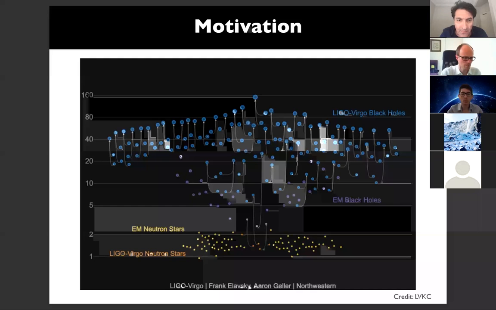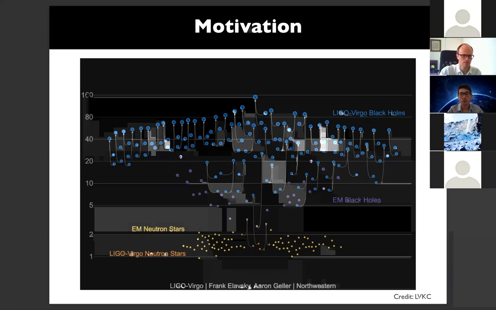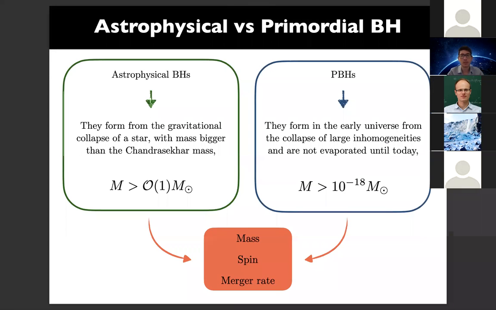which include almost 50 events of coalescing black holes. And it's now crucial to understand what is the physical origin behind these coalescing black holes. And up to now in the literature, two main formation scenarios were proposed for these black holes. And those are the astrophysical black holes and the primordial black holes.